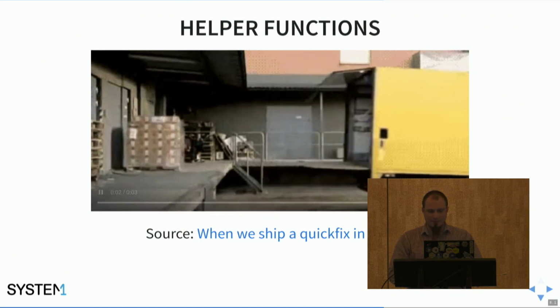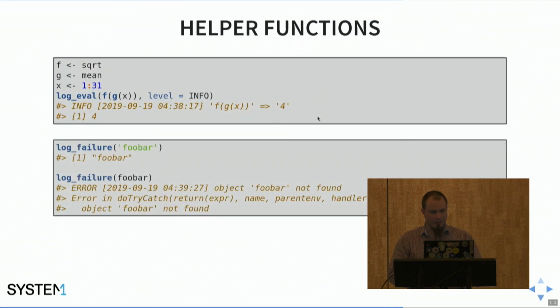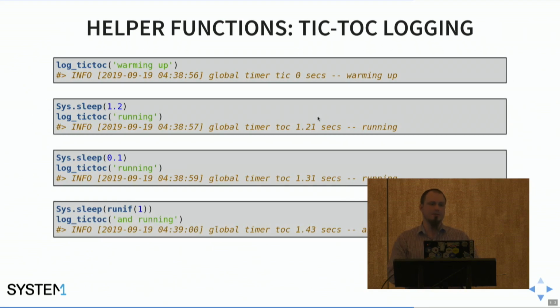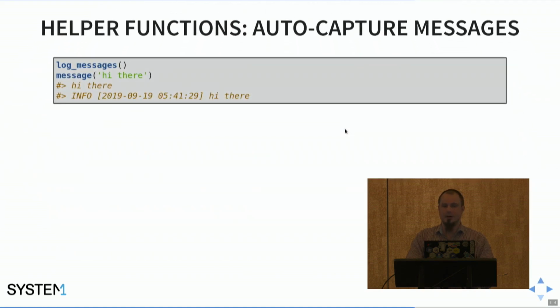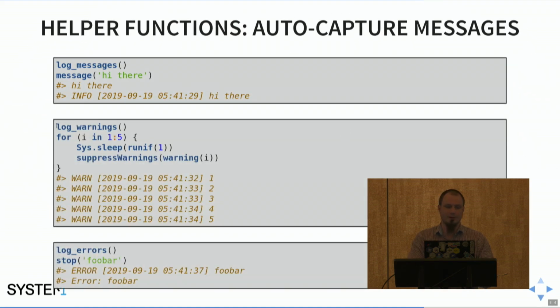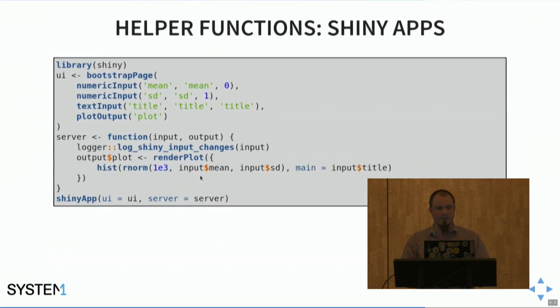There are some helper functions, and I will just mention some of these. So there's TIC-TOC logging, which is just printing the number of seconds since the previous log request. Some other functions that I already mentioned, for example, the log warnings. These guys will automatically capture all the messages, warnings, and errors thrown by R and log it properly so that you know when those errors, messages, and so on happened.